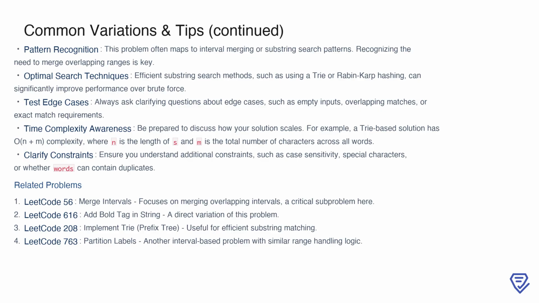It's also essential to clarify constraints, such as whether case sensitivity matters, how to handle special characters, or if words can contain duplicates. Finally, it's helpful to connect this problem to similar ones, such as LeetCode 56 for interval merging, or LeetCode 208 for implementing a trie, which can deepen your understanding of the underlying patterns.